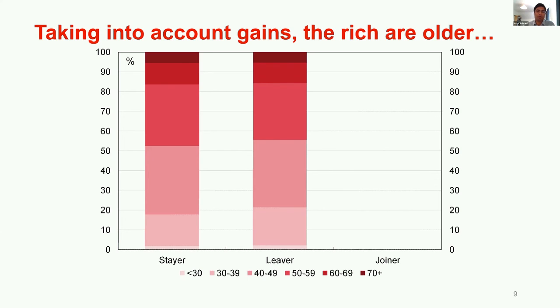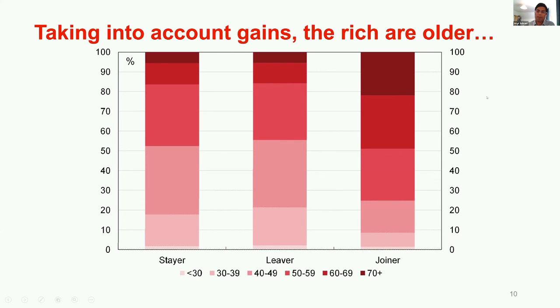So the people you're knocking out when you account for capital gains look quite similar to the people who remain. But the joiners, the people who are at the top when you include capital gains but were not at the top before, are much older. 20% of them are above 70, about half of them are above 60, completely reversing what we saw before. This is a much older crowd. Three quarters are above 50. There's a very, very different age distribution.